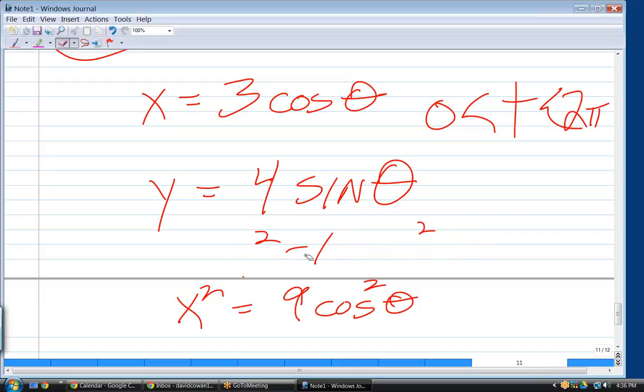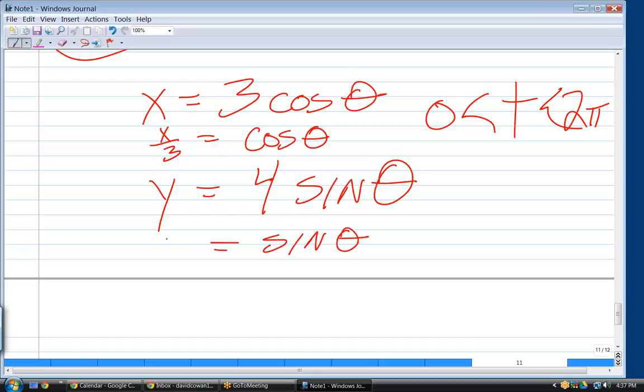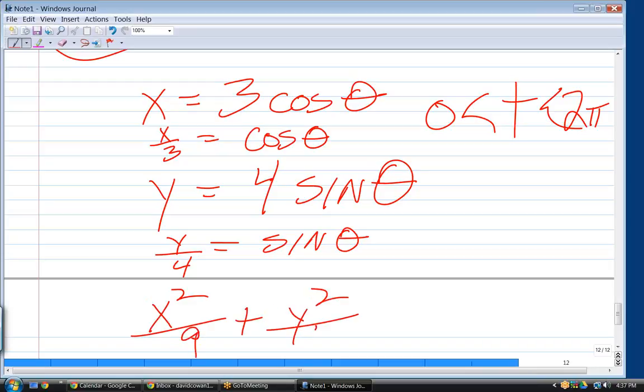I can't get the sine squared plus cosine squared. Okay. So what I have to do before I do squaring is to solve each for the trig function. In other words, if x equals 3 cosine of theta, then cosine of theta equals x over 3. Sine theta equals y over 4. Now you can square both sides and add the two equations together, producing x squared over 9 plus y squared over 16 equals sine squared plus cosine squared, or 1.